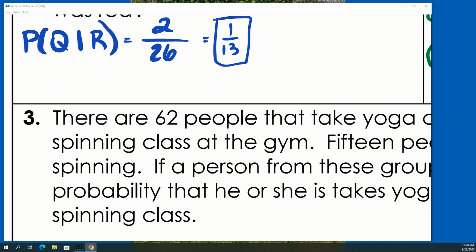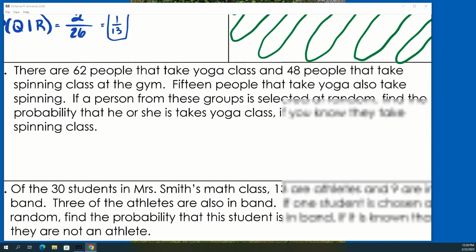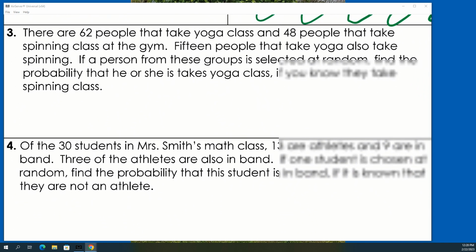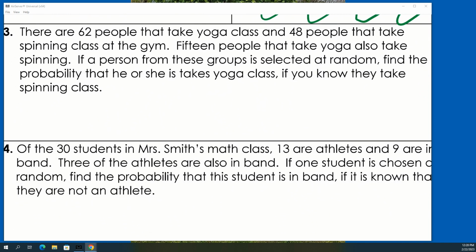All right, let's look at number 3. There are 62 people that take yoga class and 48 people that take spinning class at the gym. 15 people that take yoga also take spinning. If a person from these groups is selected at random, find the probability that he or she takes yoga class if you know they take spinning class. So we want the probability of yoga, which I'm going to call Y, given spinning class.